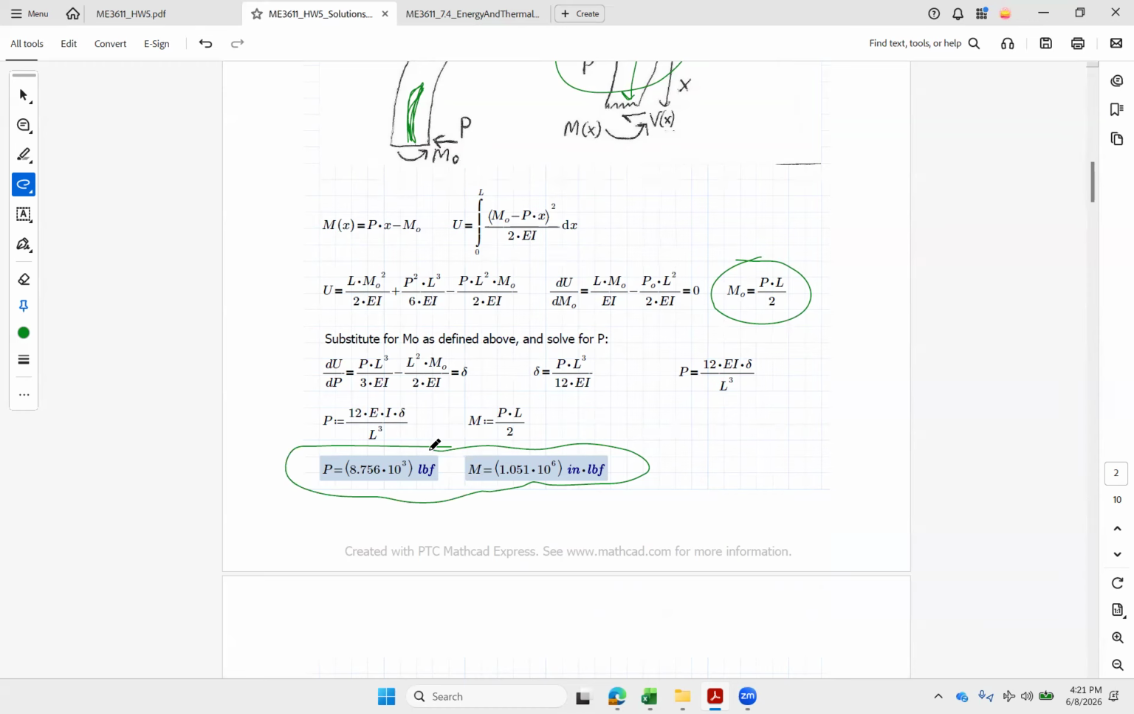So with our indeterminate Castigliano, we still have the same rules. dU d force equals displacement, dU d moment equals rotation. Only this time, instead of being after the displacements and rotations, we use known values of those, and get our loads, the reactions that we don't know. Anybody have any questions about that?